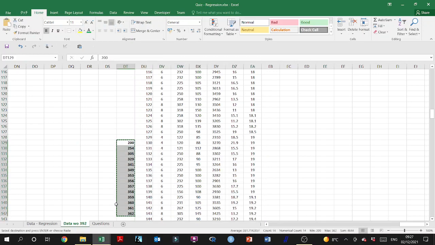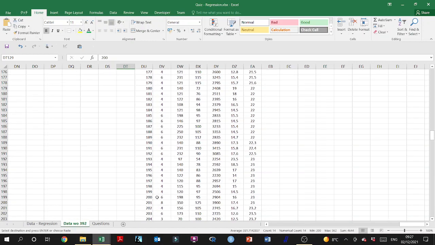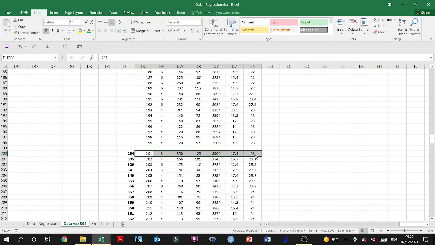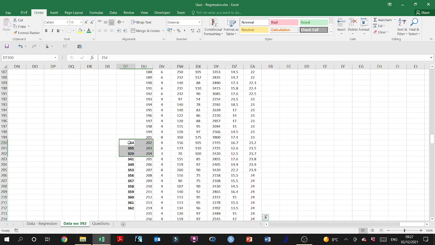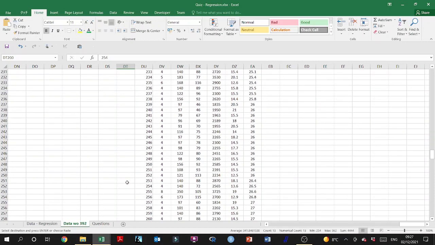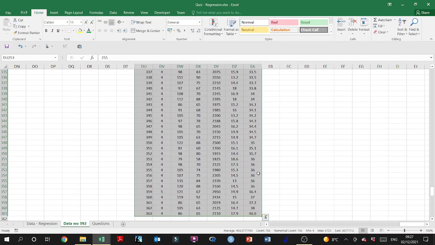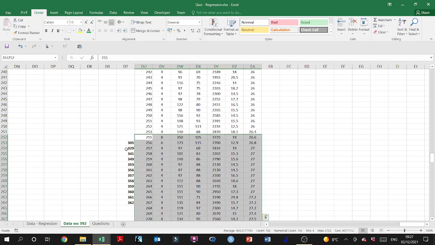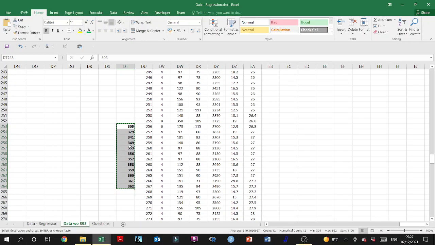200. 254. This is a problem with Excel, right? This is why we like Python, because you can do all this with one line of code. So you do it very quickly. You just tell it which one to delete. It's 305.